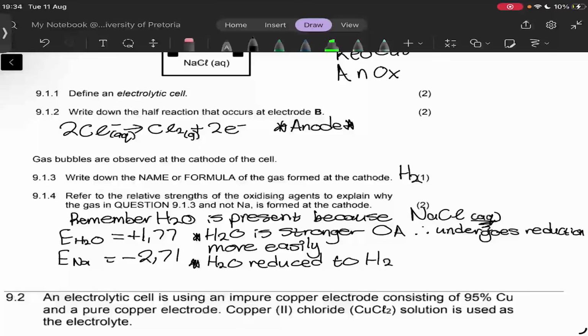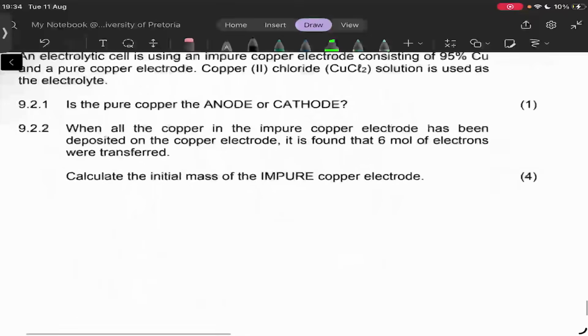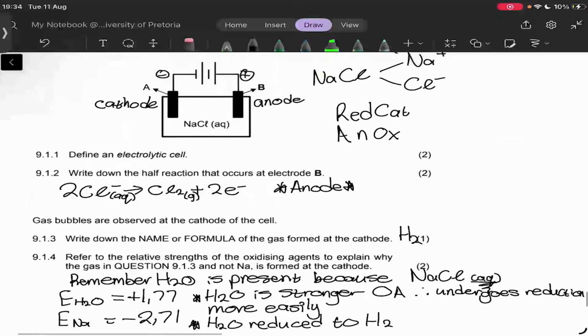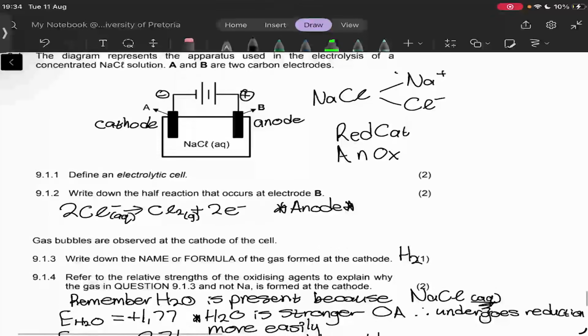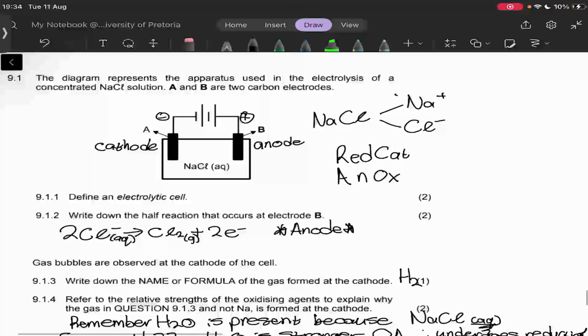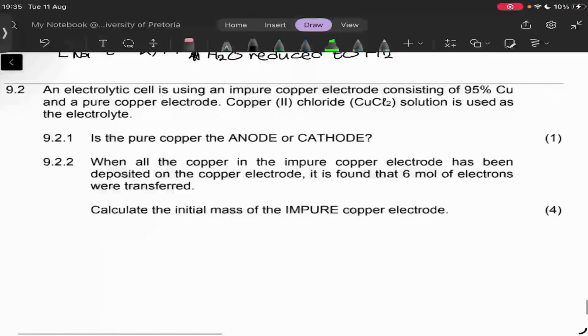Let's now see question 9.2. Do you have any questions on what we've covered thus far? Can I get a thumbs up if you can move onwards? Any questions? Okay, great. Now let's move on to 9.2.